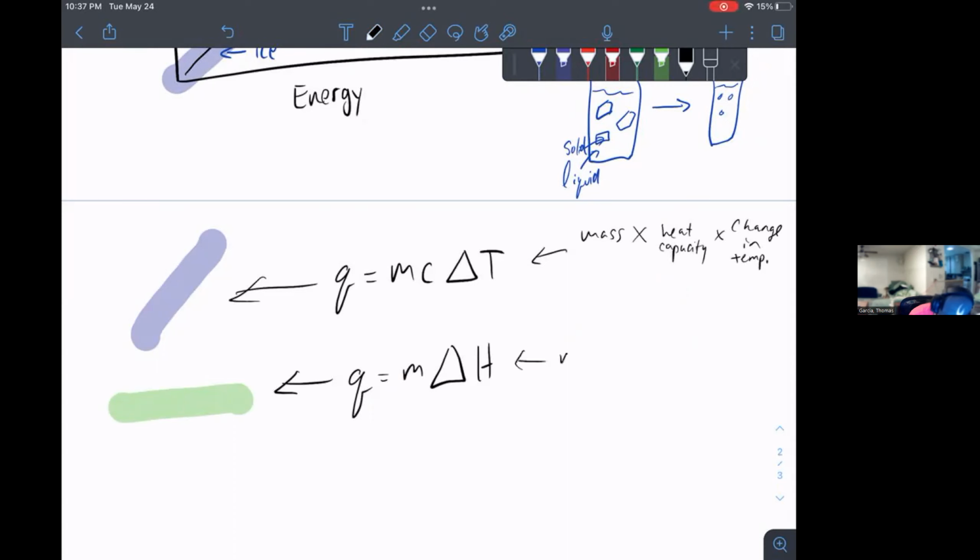This equation is just mass times the heat of vaporization or fusion, depending on whether we're going from solid to liquid or liquid to gas. And this H, lastly, finally, actually means our change in enthalpy. But for now, don't worry about that because we'll get to it next class. And as for enthalpy, this is the only time you'll ever hear that, so don't worry about it.